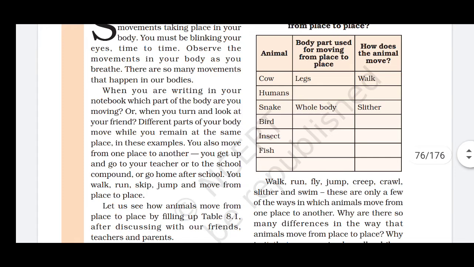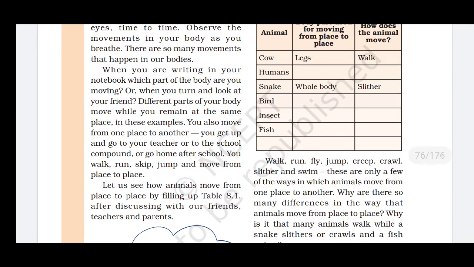Now moving to the next, bird. Which body parts do they use? See, bird uses both legs as well as wings, right? For walking on earth, they use legs. And sometimes, to go from one place to another, they use wings also. And how does the animal move? So both answers can be written: by walking and by flying. Similarly, you have to fill up the rest too, insect and fish.